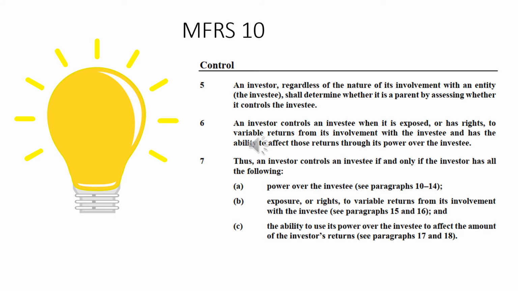Thus, an investor controls an investee if and only if the investor has all the following. A. Power over the investee, as mentioned in paragraphs 10 to 14. Second, exposure or rights to variable returns from its involvement with the investee. And finally, the third one, the ability to use its power over the investee to affect the amount of the investor's returns.